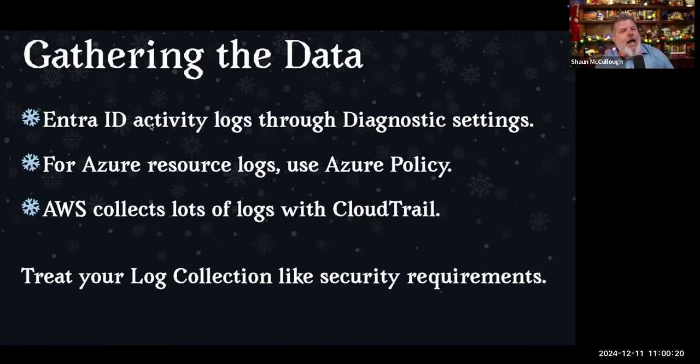In AWS, a lot of logs can be collected with CloudTrail. And so I can just turn on CloudTrail. I actually can turn it on at the top of the organization, and it will fan out to all the individual AWS accounts, which is really nice. So there's pros and cons between Azure and AWS in this world. One thing to keep in mind, though, is treat your log collection like a security requirement. So have alerting turned on that says, if I have an Azure subscription or an AWS account that does not have logging turned on, then throw an alert.